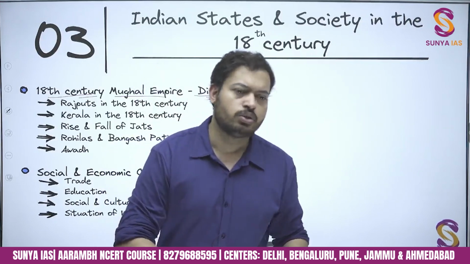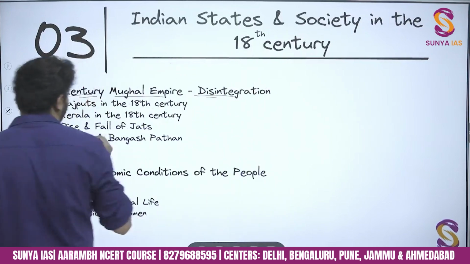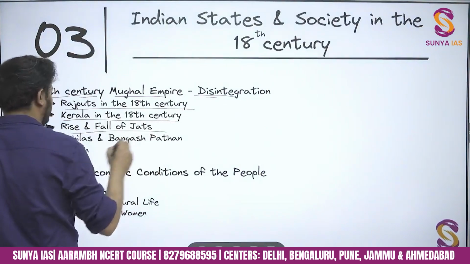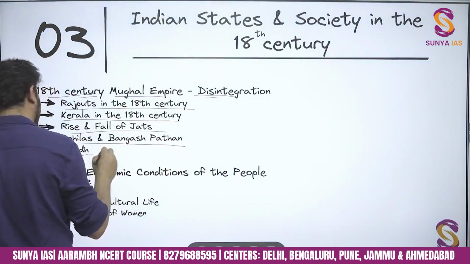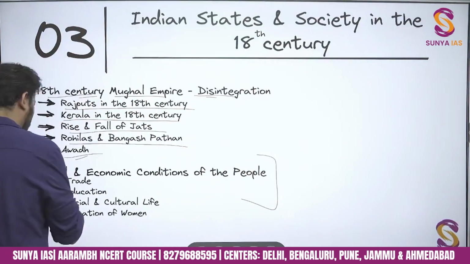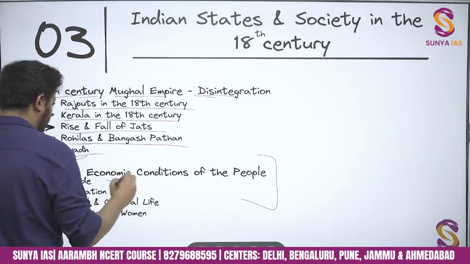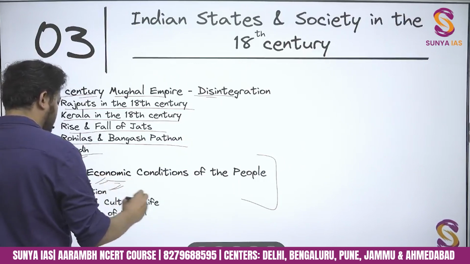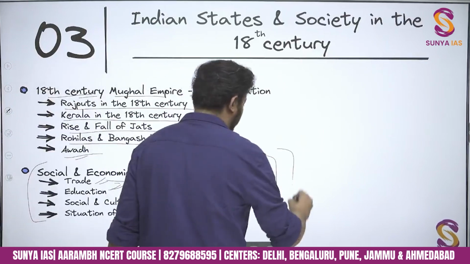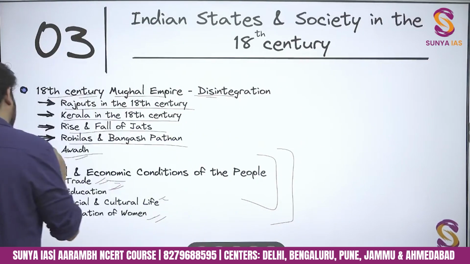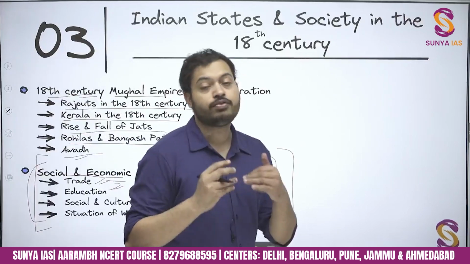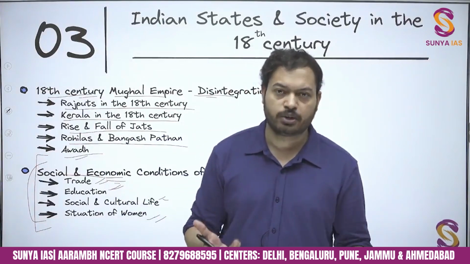We'll be discussing the Rajputs in the 18th century, Kerala, the rise and fall of the Jats, the Rohillas and the Bangash Pathans, Awadh, and then we'll also be talking about the social and economic condition of the people, the trade, education, social and cultural life, and the situation of women. Now, people, make sure the section below, that is the social and economic condition of the people, is far more important than you are thinking it to be.